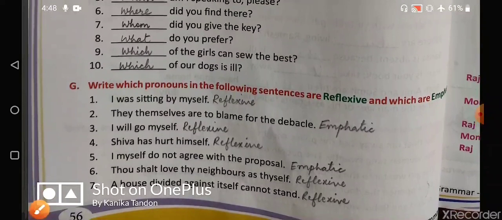Next is, write which pronouns is reflexive and which is emphatic. So here, I was sitting by myself. Here "myself" is hitting back to "I", so it is reflexive. They themselves are to be blamed for the debacle. So here, emphatic. Why? Because "themselves" is not hitting back at "they". I will go myself, reflexive. Shiva has hurt himself, reflexive. I myself do not agree with the proposal, emphatic. Thou shalt love thy neighbors as thyself, reflexive. A house divided against itself cannot stand, reflexive.